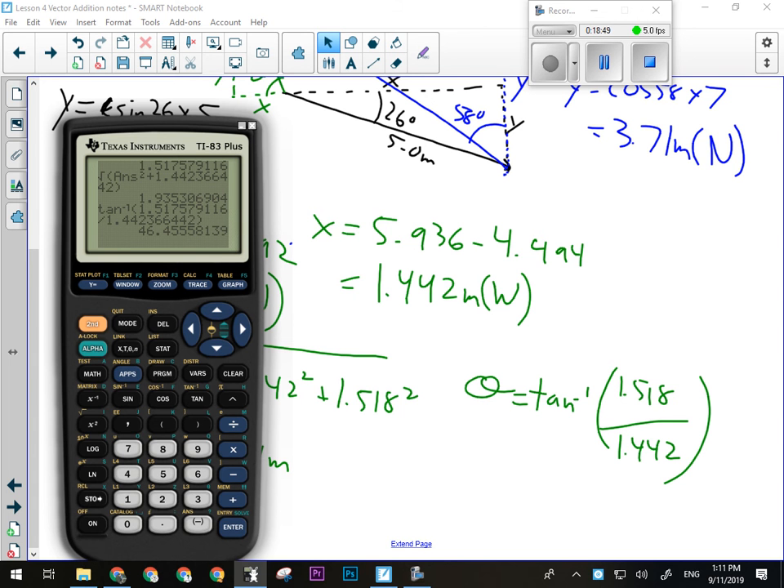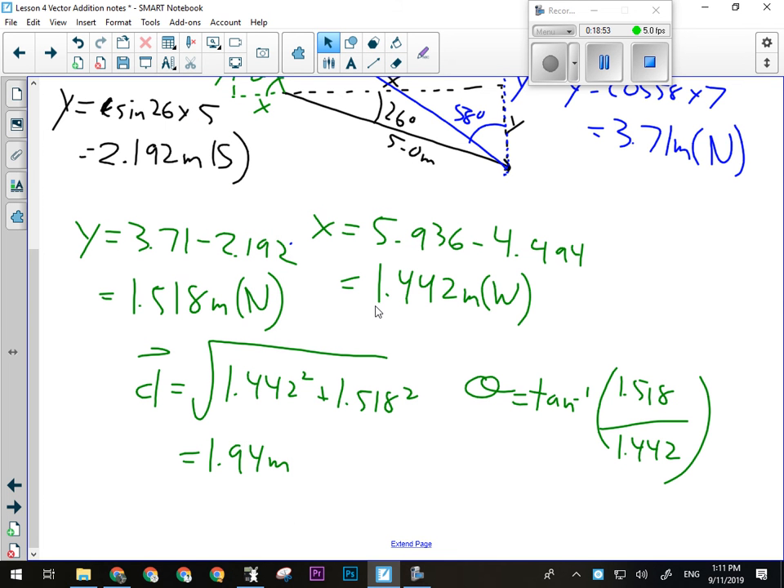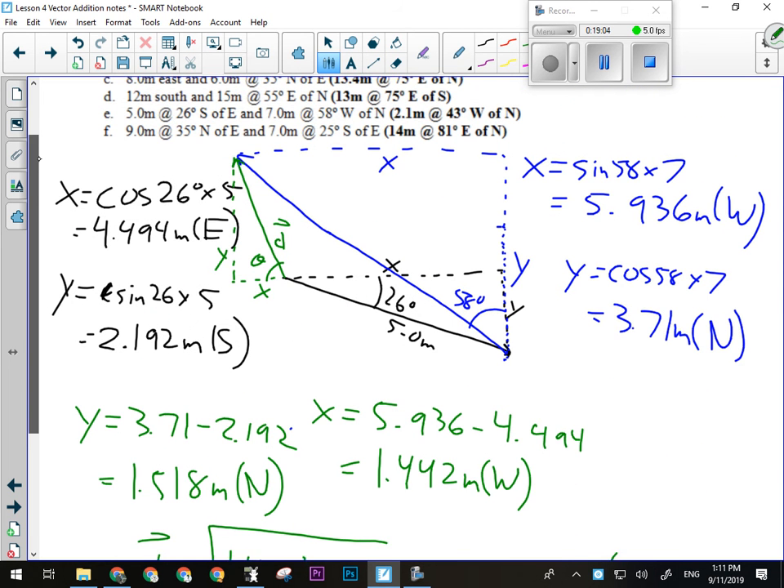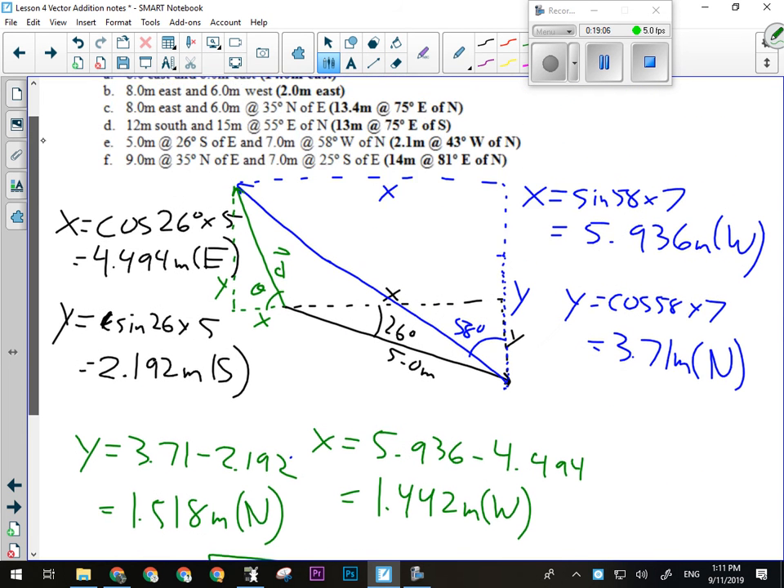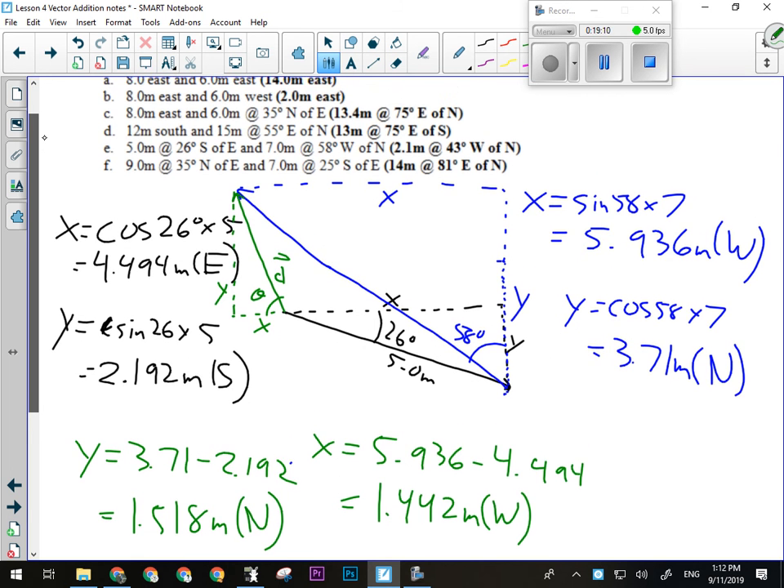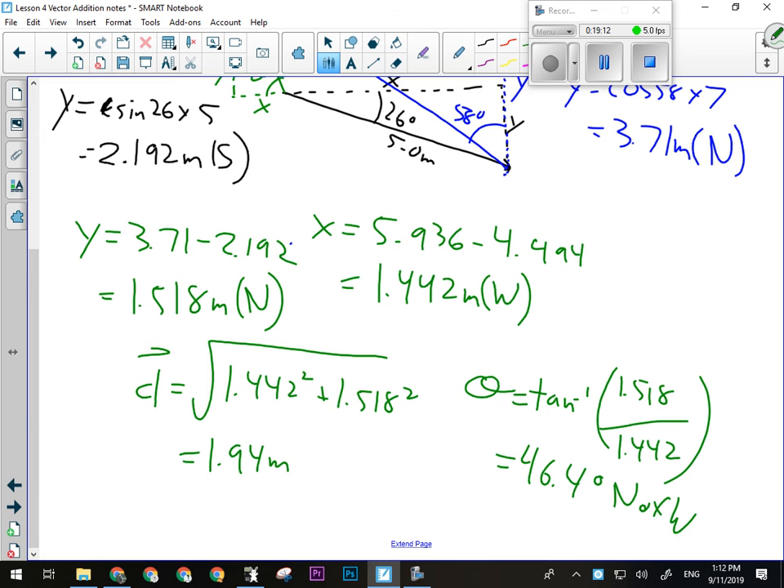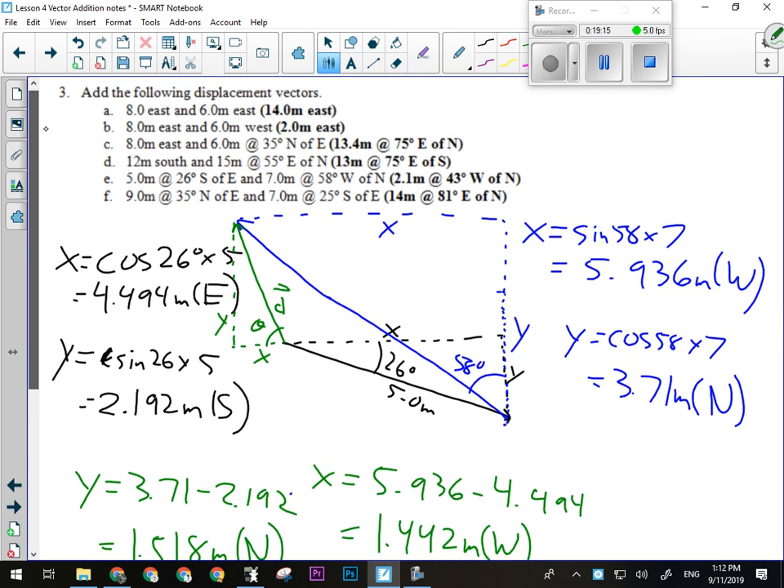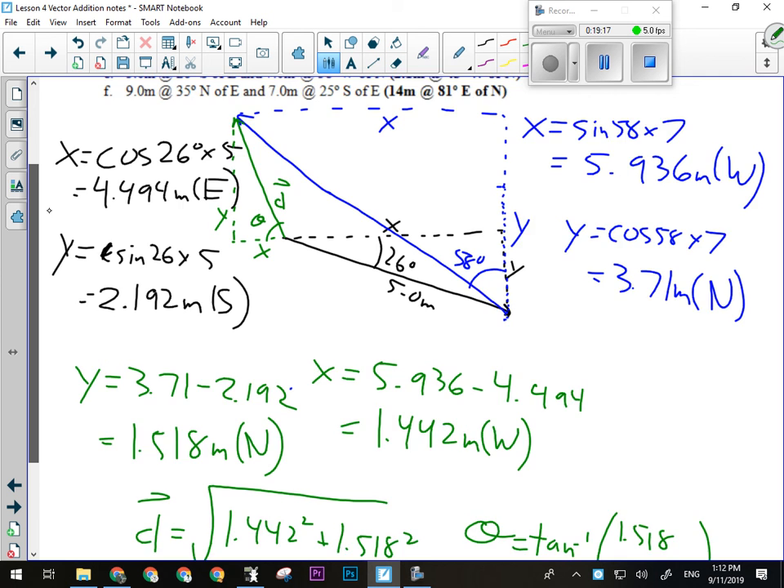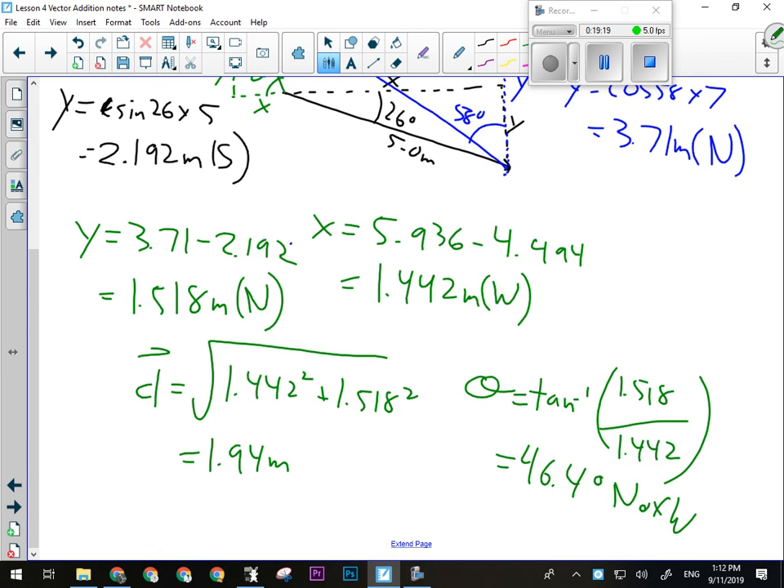Okay, so I've got 46.4 degrees. For me, that was north of west, the way I drew it. And my answer can only have two significant figures, because that's all I was given in the question. Somehow I ended up with a different answer on there, but okay. Well, for the angle I did. Somehow I ended up with a different answer for the side, for the length. I must have typed something in wrong.